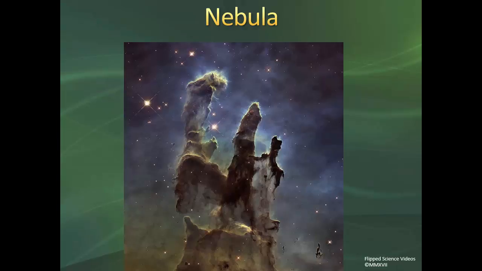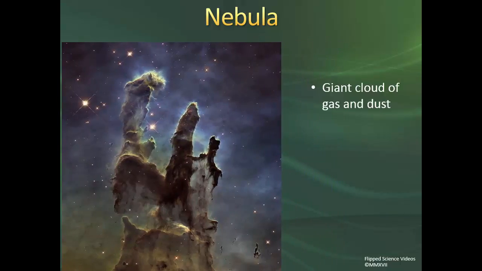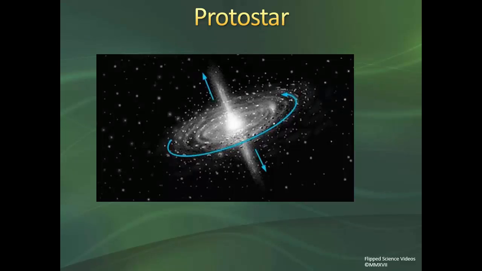All stars started in a nebula. A nebula is a giant area of dust and gas. This dust and gas is being brought together through gravitational pull. More and more of this dust and gas is brought together, and eventually the dust and gas is turned into a protostar. The protostar is not a true star yet.